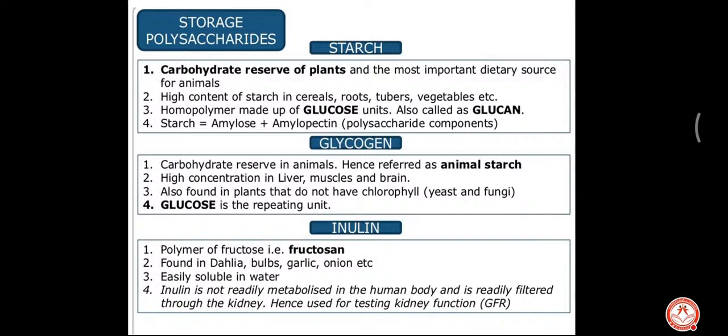Starch has amylose as well as amylopectin. Amylose is an unbranched, coiled, linear polymer of glucose molecules with alpha 1,4 linkage, and amylopectin is a branched polymer of glucose with alpha 1,4 linkage as well as alpha 1,6 linkage.